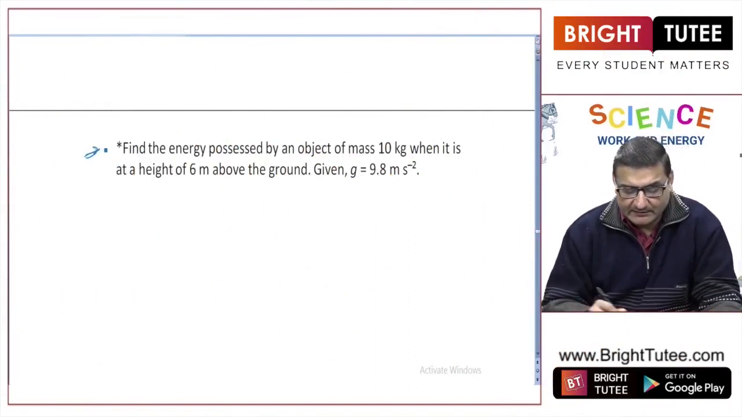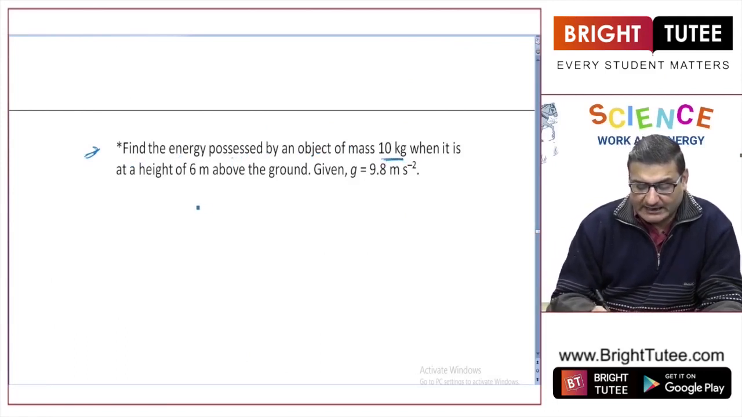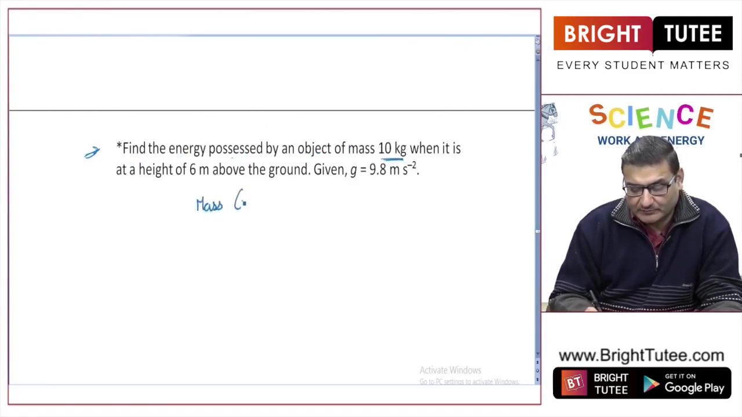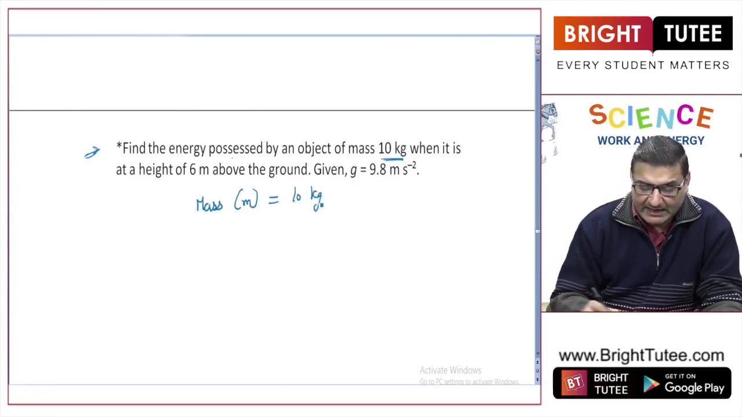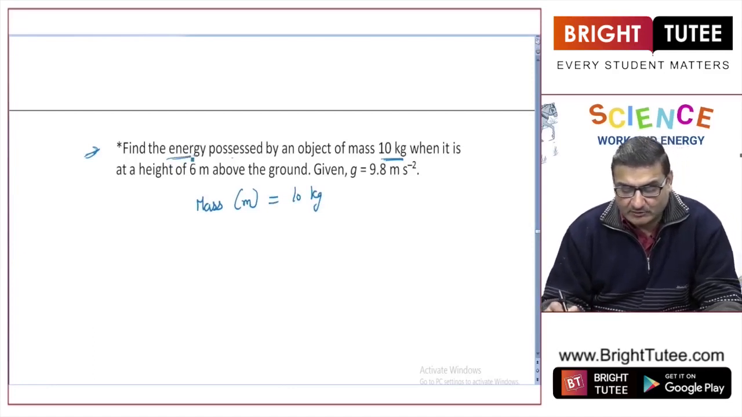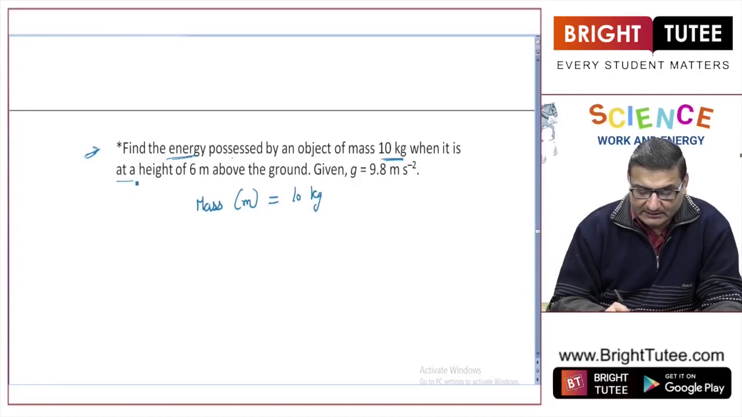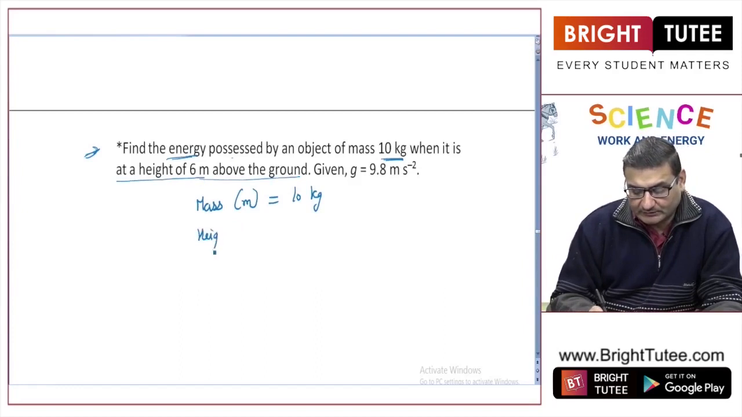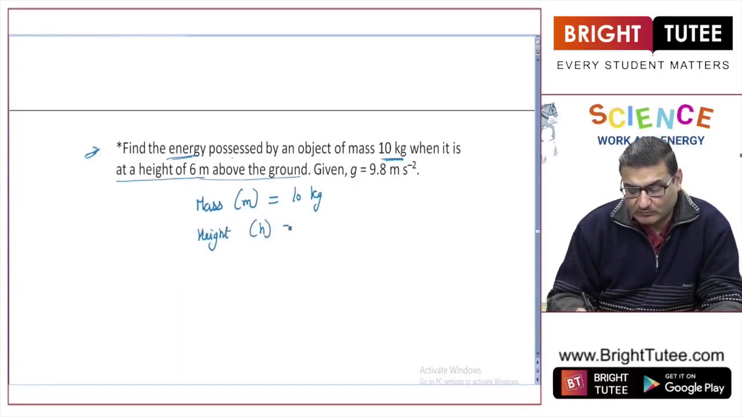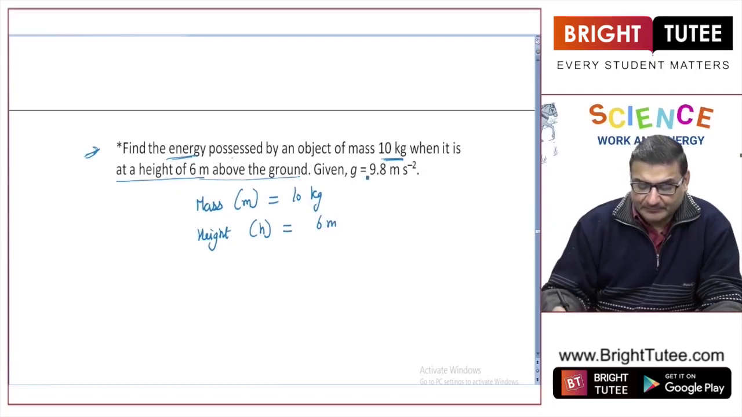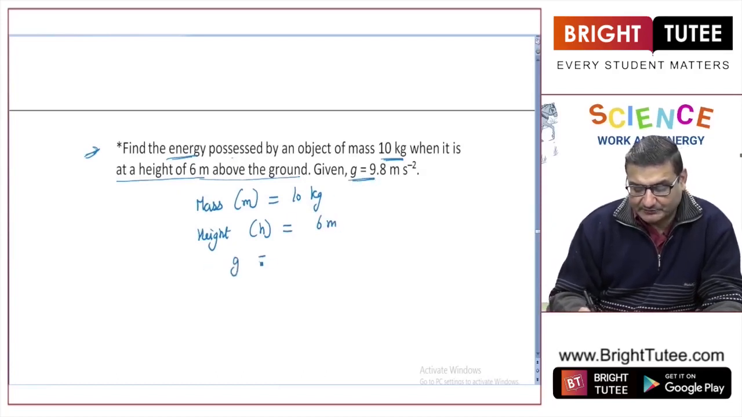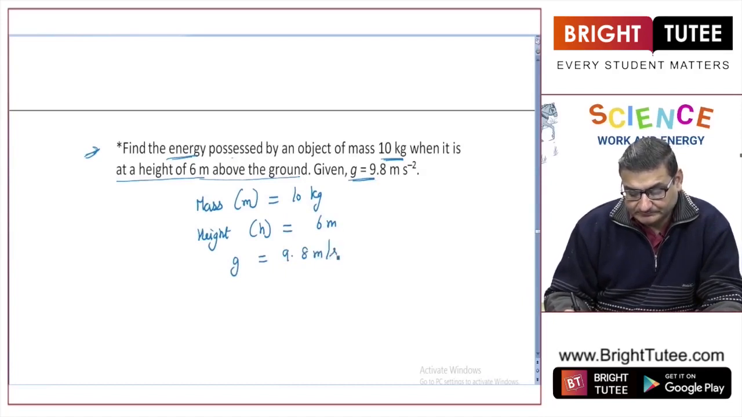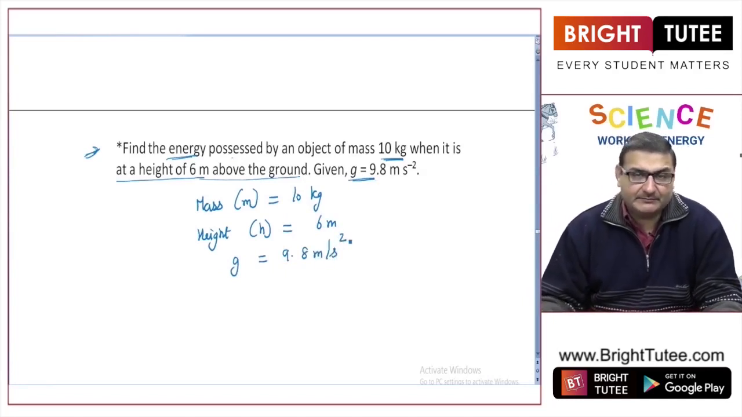The first type we'll get is: find the energy possessed by an object of mass 10 kilogram. So, the mass of the object, small m, is given to be 10 kilogram, right? We have to find the energy when this object is at a height of 6 meter above the ground. So, the height of the object, small h, is given to be 6 meter, and g, that is acceleration due to gravity, we will take 9.8 meter per second square.